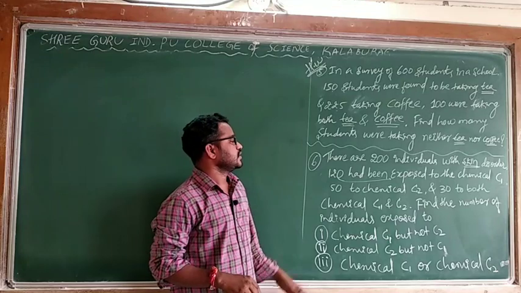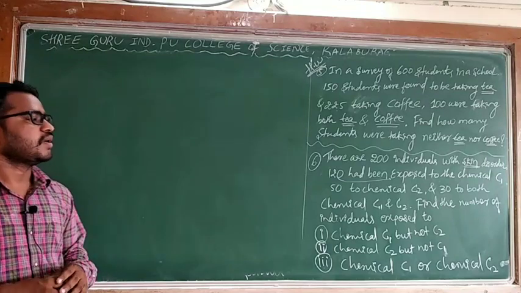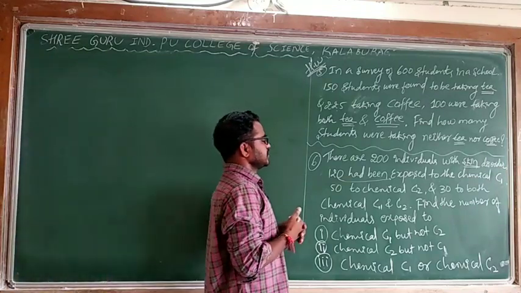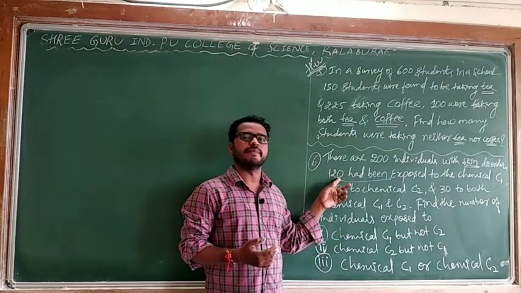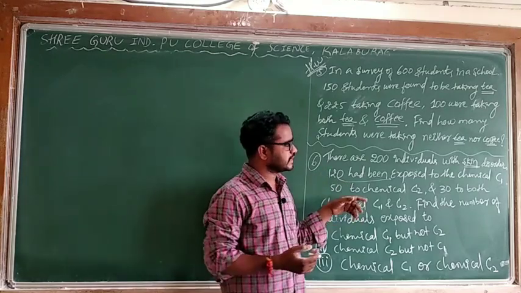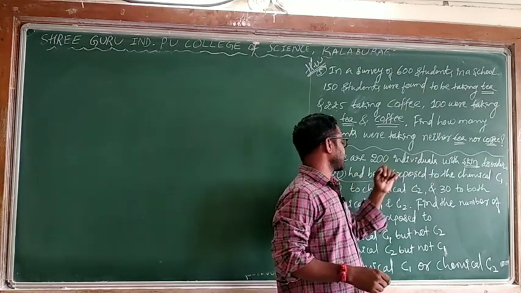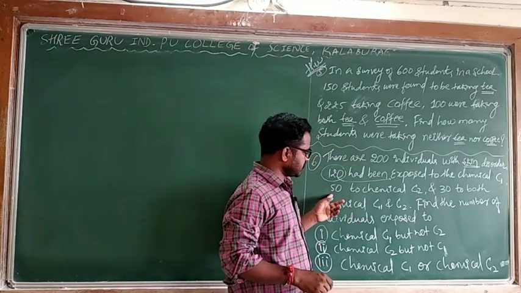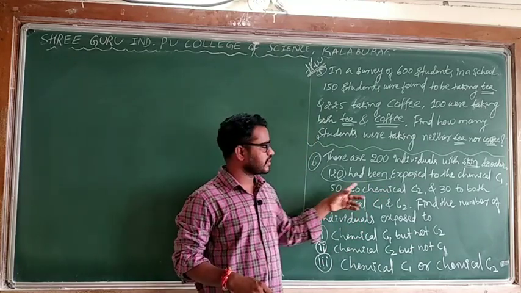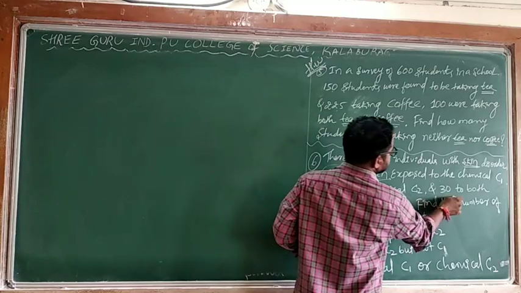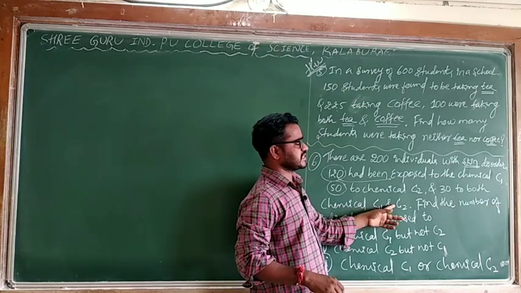One thing you see: there are 200 individuals. I can say the universal set is 200 members. Out of those members, 120 individuals are suffering from exposure to chemical C1. 50 members are suffering from chemical C2, and 30 individuals are suffering from both C1 and C2, which means the intersection.